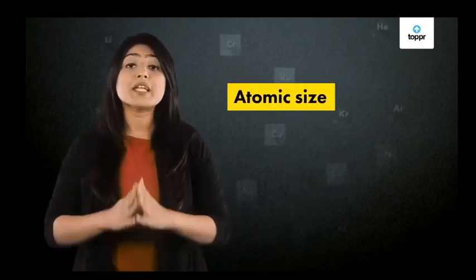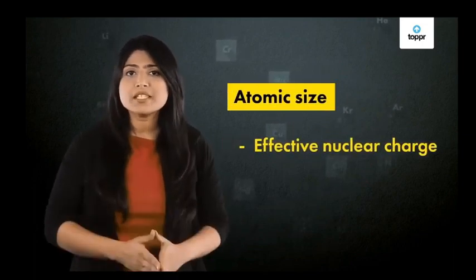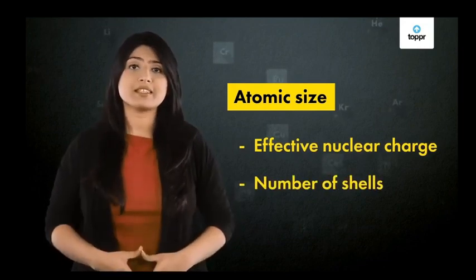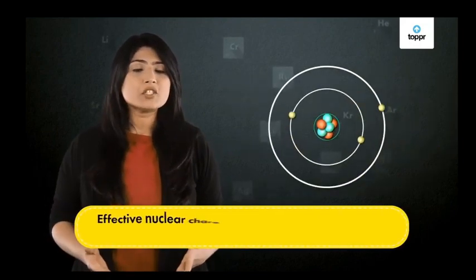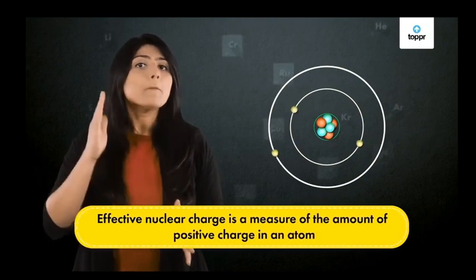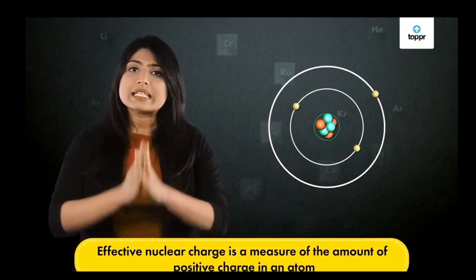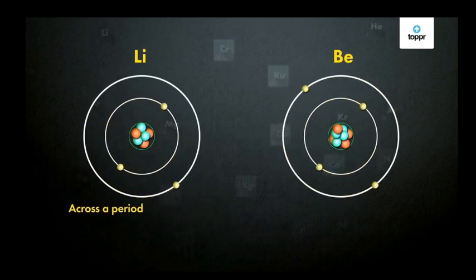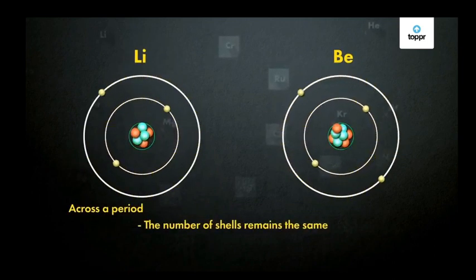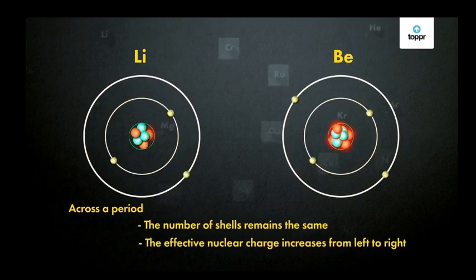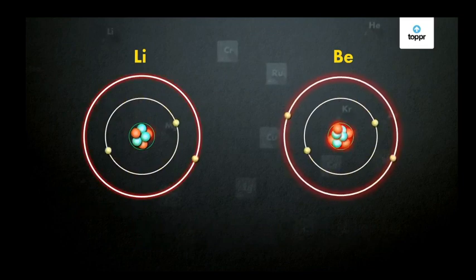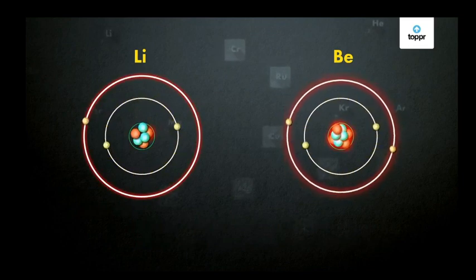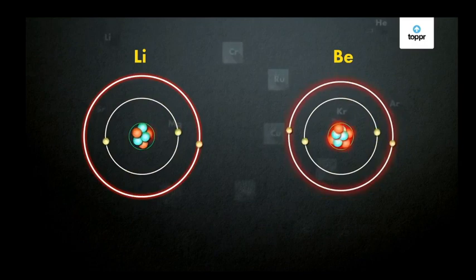Atomic size is controlled by 2 factors: effective nuclear charge and number of shells. Both these factors work in opposite directions. Effective nuclear charge is a measure of the amount of positive charge in an atom. It increases with the number of protons in an atom. So across a period, though the number of shells remains the same, the effective nuclear charge increases from left to right. This force of attraction pulls the valence shell closer to itself, and clearly the atomic size decreases.